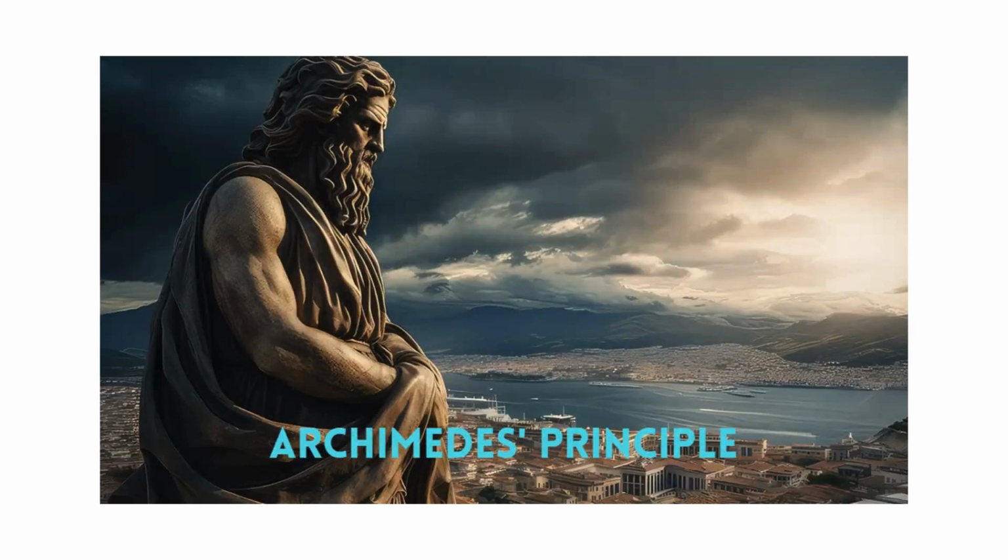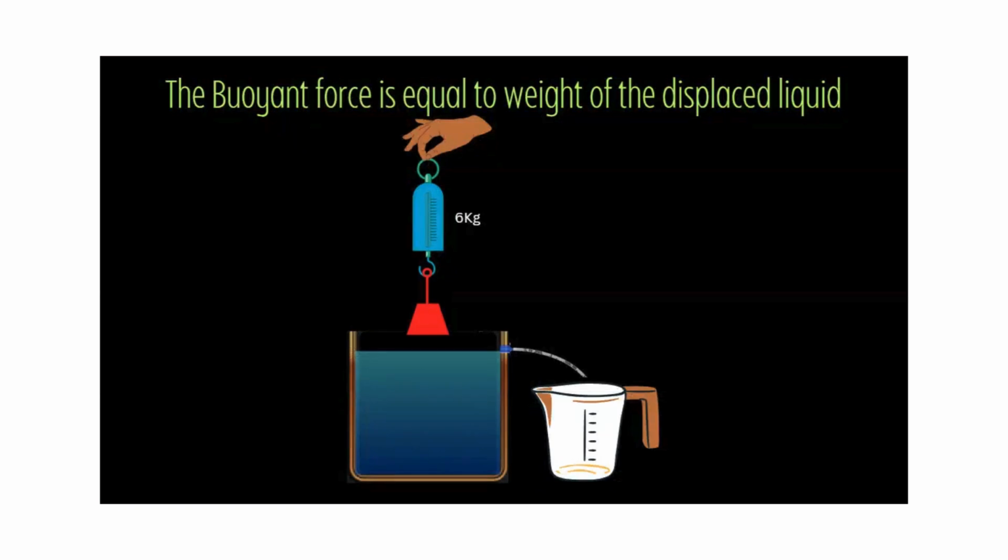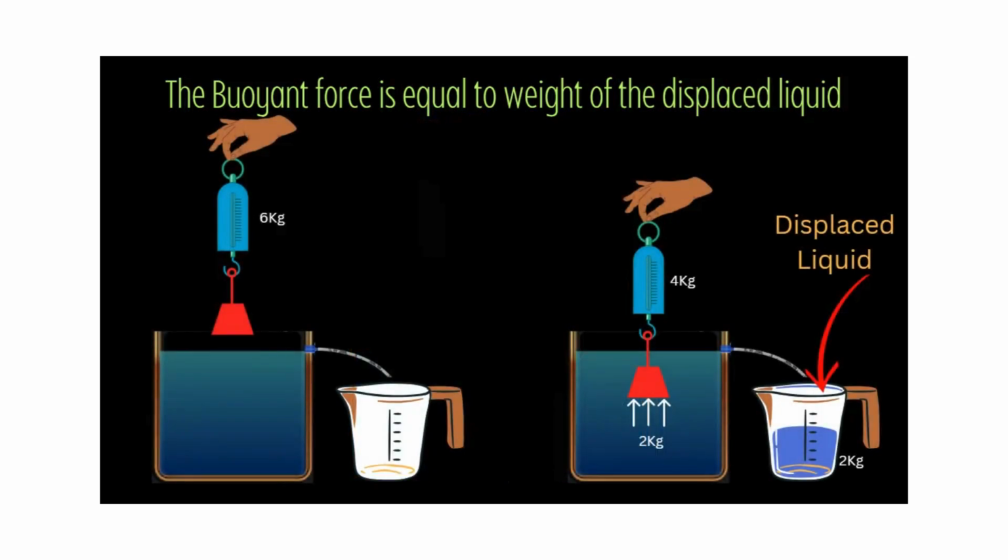What is Archimedes' principle? Any object, wholly or partially immersed in a fluid, is buoyed up by a force equal to the weight of the fluid displaced by the object. In simpler terms, when you place an object in water, it pushes some water out of the way. The weight of the displaced water creates an upward force on the object. This upward force is called the buoyant force.